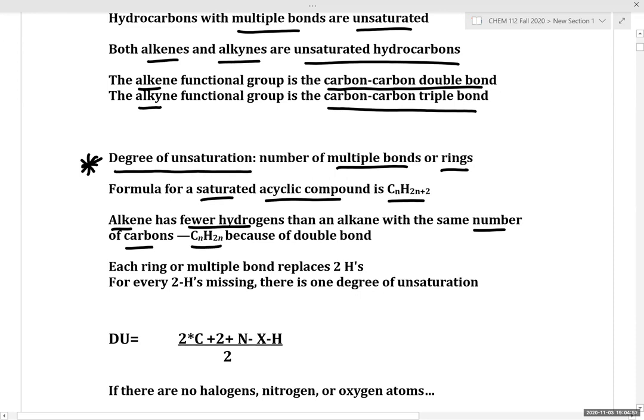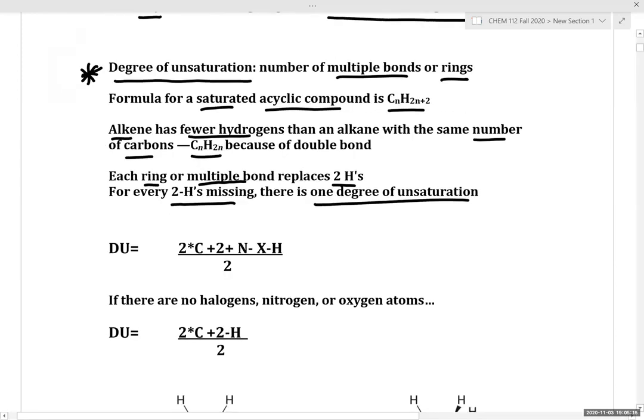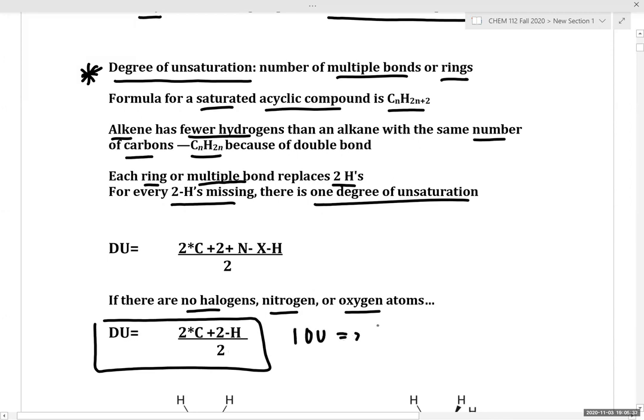CnH2n. Now, the general idea behind degree of unsaturation is every ring or multiple bond will replace two hydrogens. So for every two hydrogens missing, there's one degree of unsaturation. So the general formula looks something like this. But if there are no halogens, nitrogen, or oxygen atoms, we can use this simpler formula for degree of unsaturation, which is written as 2 times the number of carbons plus 2 minus the number of hydrogens, divided by 2. And remember, 1 DU corresponds to one double bond or ring.